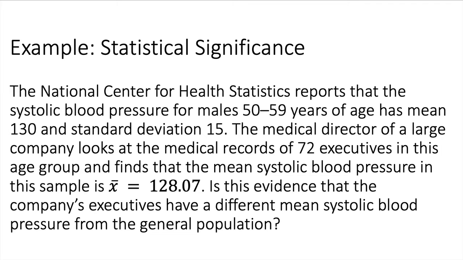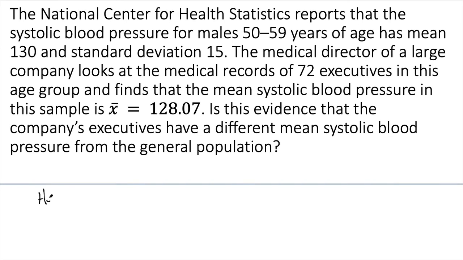For these problems, when we're looking for this evidence, we are always going to set up our hypotheses first. So we have our null hypothesis and our alternative hypothesis. We're looking at the mean blood pressures, so we're talking about mu. Mu equals 130, the mean the National Center for Health Statistics reports. And we're looking for evidence that the company executives have a different mean systolic blood pressure. So we're looking for evidence that mu is not equal to 130. Doesn't matter which side. We'll look on both sides. That's what we're looking for evidence for.